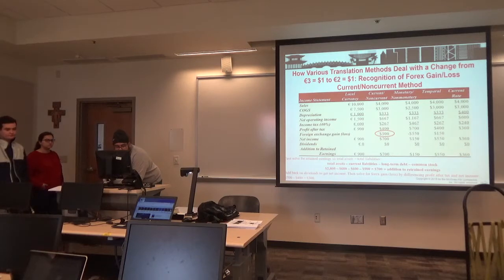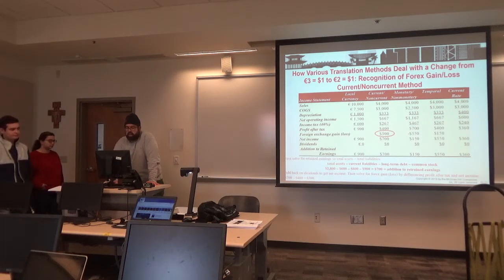So first you solve for retained earnings, so total assets equal total liabilities, and then total assets minus current liabilities minus long-term debt minus common stock equals the addition to retained earnings, and you add back the dividends to get net income. And to solve for the forex gain or loss, you take the difference between the profit after tax and net income, which is $300.